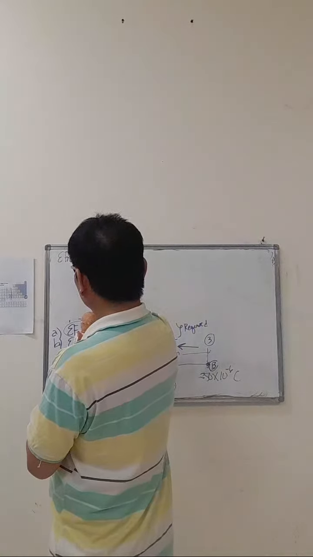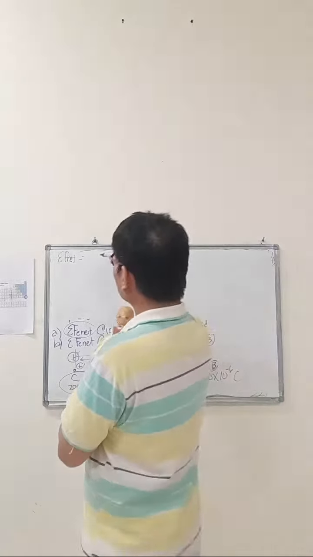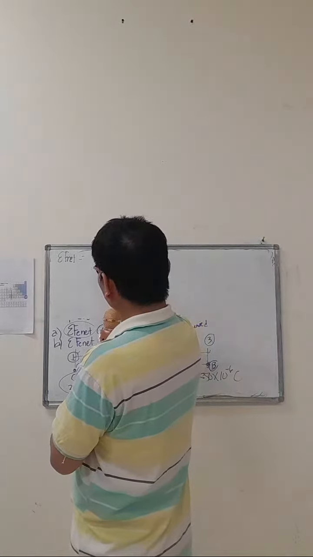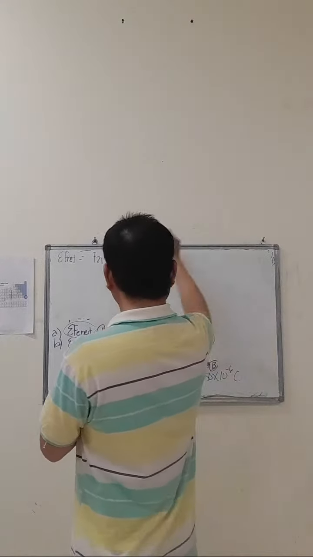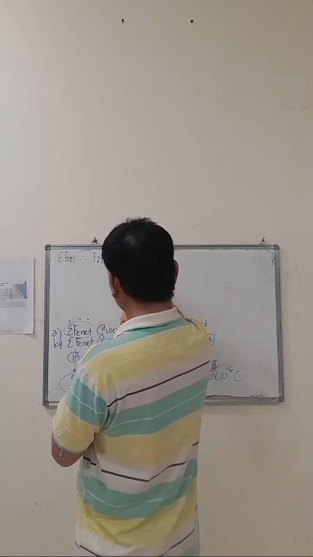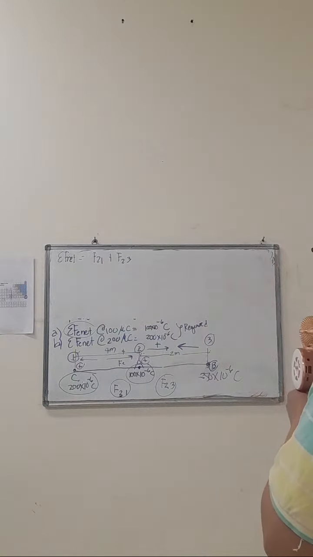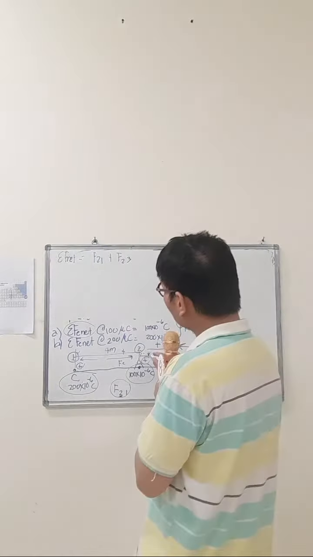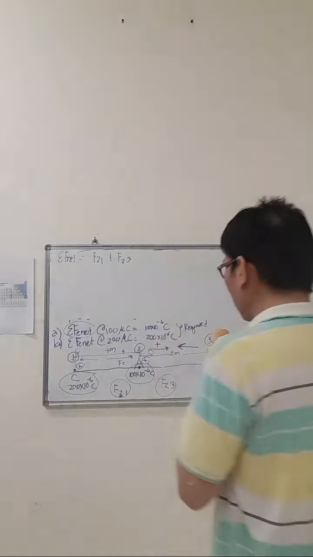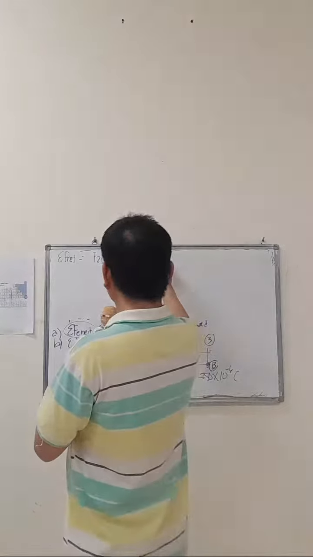equal to this one. Positive is going to the right, so F21, and then the other one is going also to the right, so plus F23. You don't have to say F32. It's F23 because the word "on" is very important. Okay, this is equation 1.